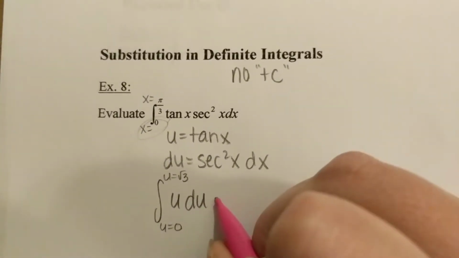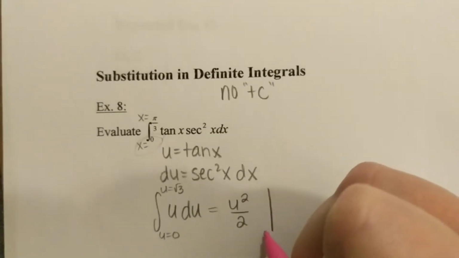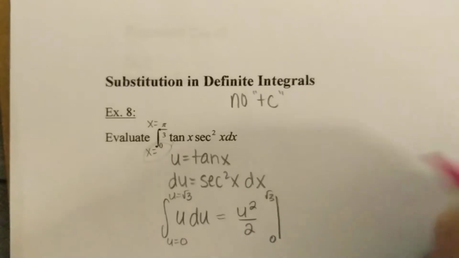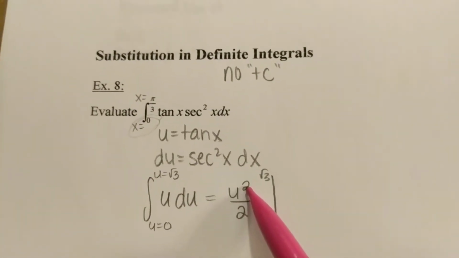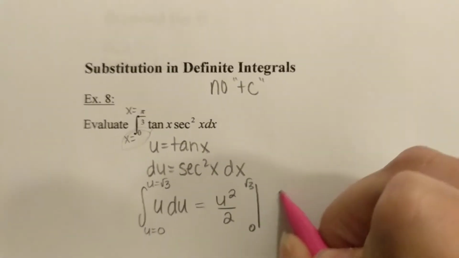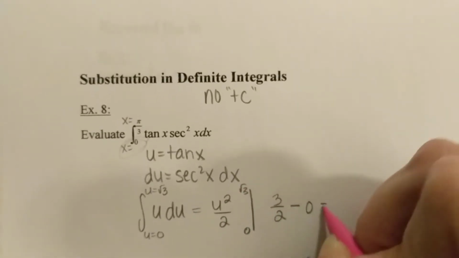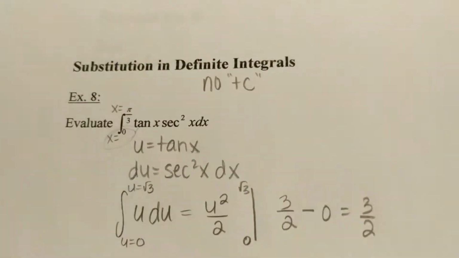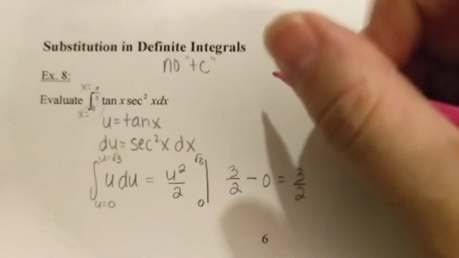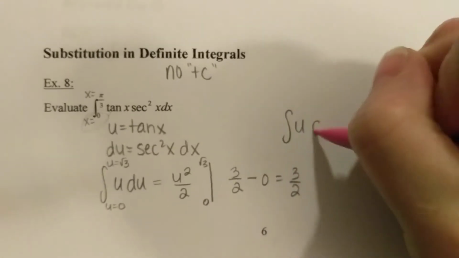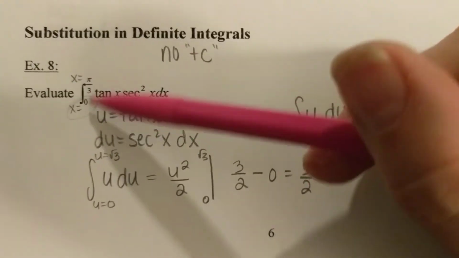So now I integrate u squared over 2, and we evaluate from 0 to square root of 3. So when I plug in square root of 3, square root of 3 squared is 3 divided by 2, minus 0 divided by 2, and our answer is 3/2. Now, I want to show you, I'm going to go back to this step. I want to show you that this works with these values as well.